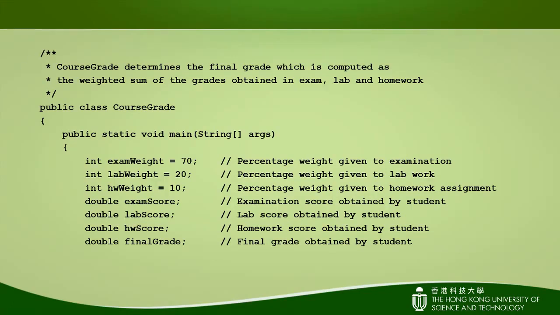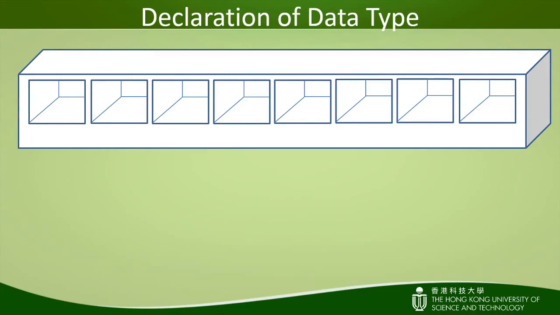grades are declared. I'll use this diagram, which shows a set of storage bins, to illustrate the allocation of memory when a variable is declared. This is for illustration only. A memory space is of course different from a storage bin. When a declaration of int exam weight is made, memory space is allocated according to the size of the data type, in this case int.